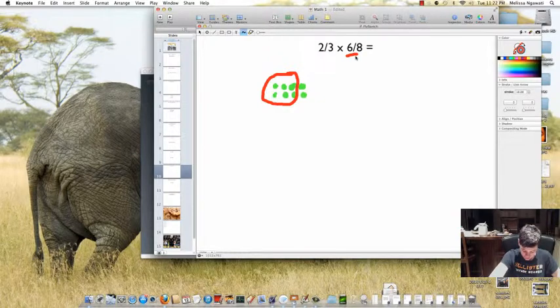Each group of 2 counters represents 1/3. But 4 counters are part of the whole set of the original 8. So 4 counters represent 4/8 or 1/2 of the original set.